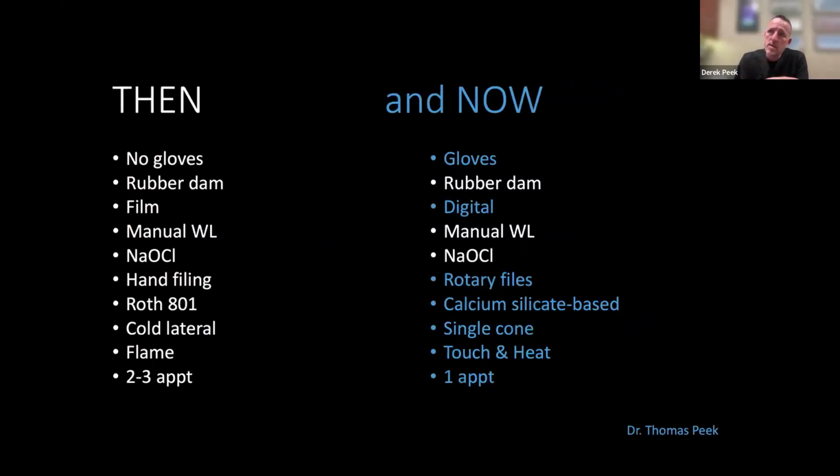So to summarize everything, if you look at how my dad started his career versus how he ended his career, there were really only two things that didn't change. I mean, apex locators changed, he just didn't adopt that. But really, the two things that were the same through the whole time were using rubber dams and putting bleach in teeth.